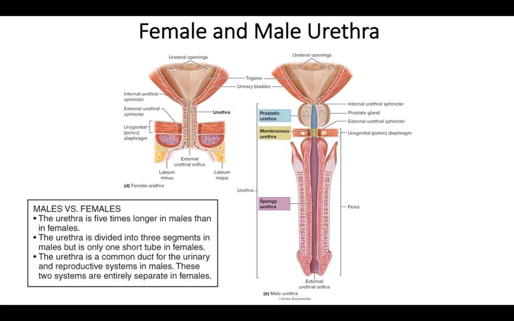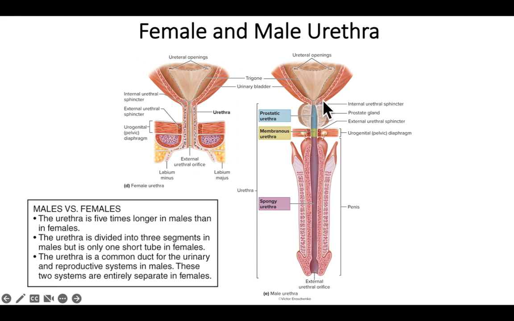Let's maybe talk about the difference between the male and female urethra. This is going to be reviewed again in the reproductive system, but one difference between a male and a female is the length of the urethra. A male's urethra is about 5 times longer than a female's because it has to go through a prostate gland, and then it goes through the length of the penis.